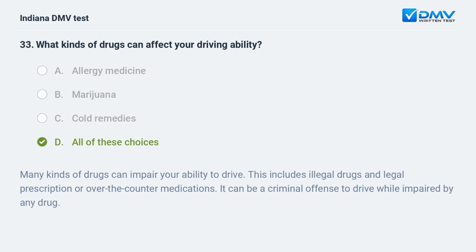Many kinds of drugs can impair your ability to drive. This includes illegal drugs and legal prescription or over-the-counter medications. It can be a criminal offense to drive while impaired by any drug.